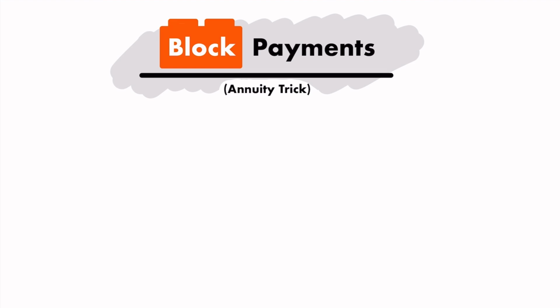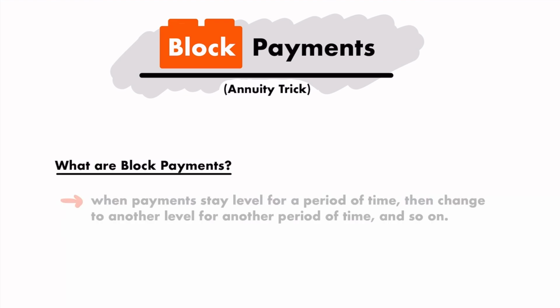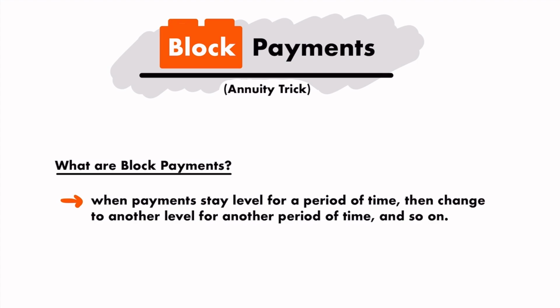And so naturally, before I show you this annuity trick, we do have to ask the question, what are block payments? Remember, annuities deal with streams of payments, or a series of payments. And when payments for an annuity stay level for a period of time, then change to another level for another period of time, and then maybe change to another level for another period of time, and so on, that is what we call block payments. There are blocks of different sets of payments that make up one stream of payments.